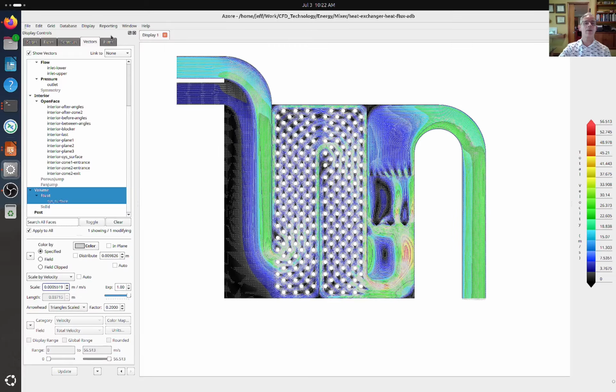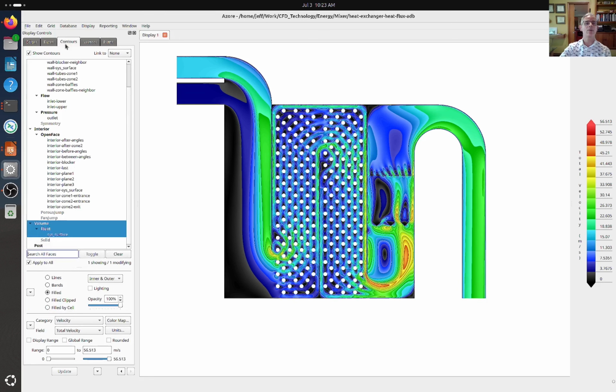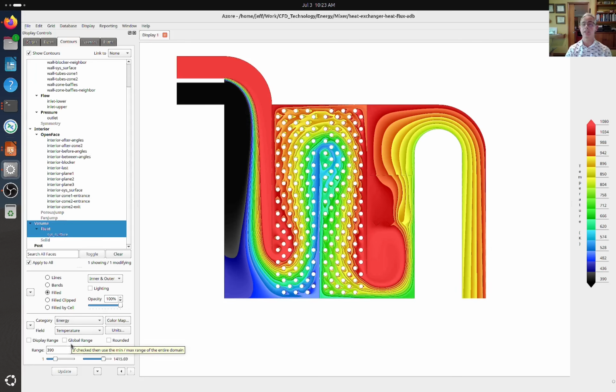The next thing we might want to look at, let's just turn off these velocity vectors for the time, but we can go back to our contours and we can look at many different types of fields in here. For instance, we could look at the temperature distribution in our flow field. And we see that we have a high temperature of the steam coming in and a low temperature of the air coming in.